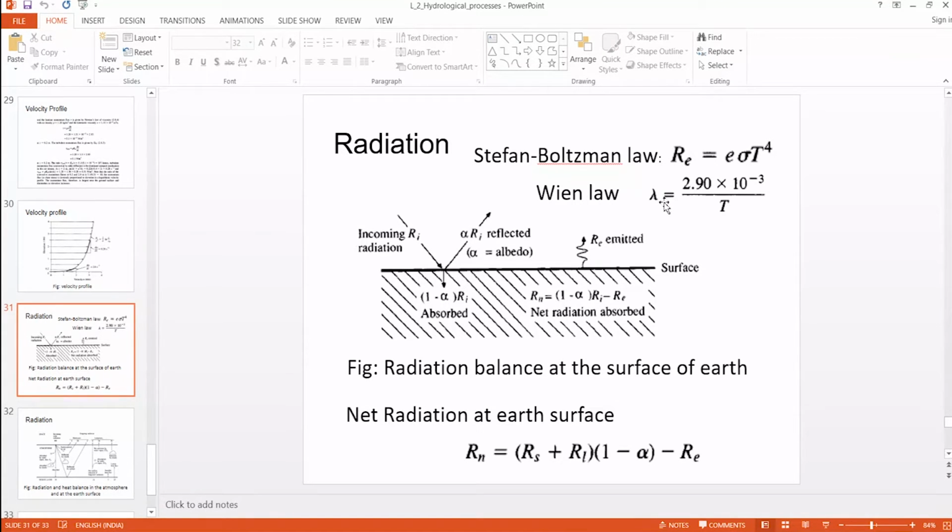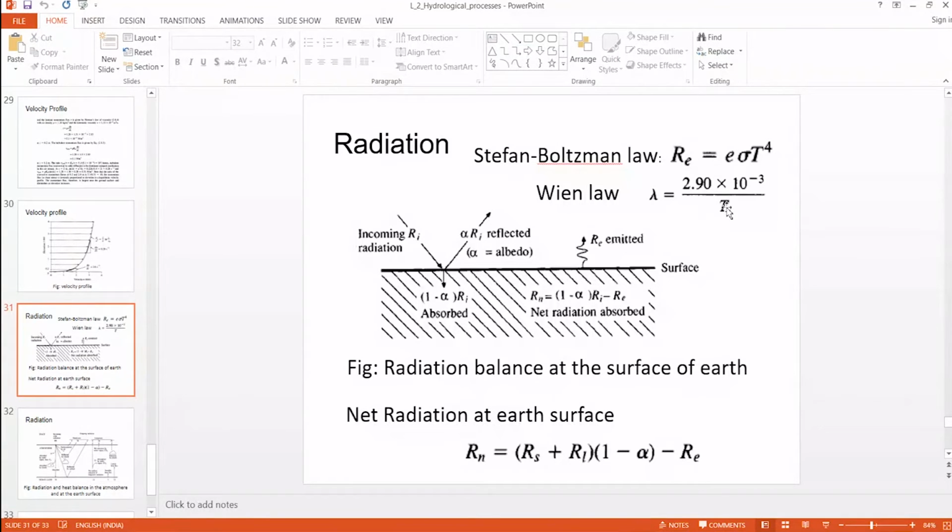The wavelength of emitted radiation is a function of the surface temperature. The wavelength of emitted radiation is equal to 2.9 into 10 power minus 3 by T. That means if the surface temperature is very high, then the wavelength of emitted radiation is small. If the surface temperature is low, then the wavelength of emitted radiation will be very high. If you look at the sun, the temperature is very high, so the radiation coming from the sun has a very small wavelength.